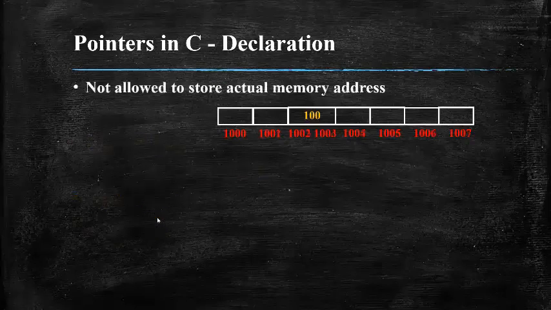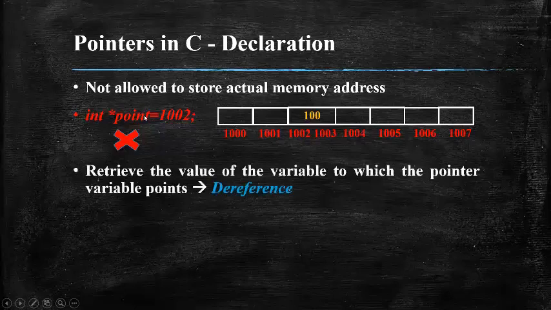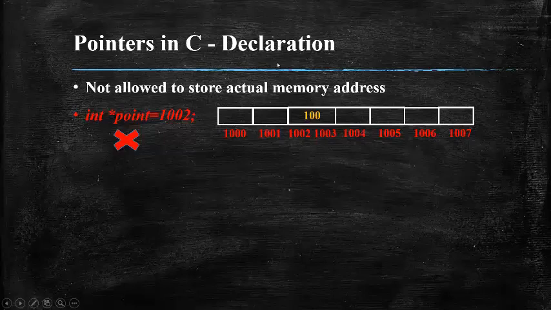So always remember, your pointer variable is not allowed to store an actual memory address. So you cannot directly assign a memory address to a pointer variable like this. This is actually wrong. Your pointer variable should be declared, and then assigned the address of another variable. So direct allocation of an address to a pointer variable is not allowed. This is wrong.